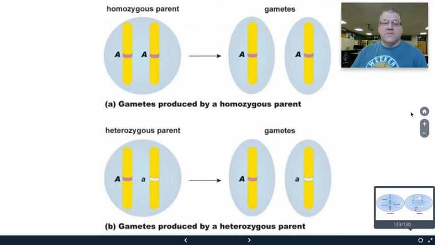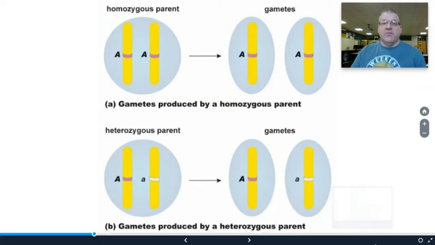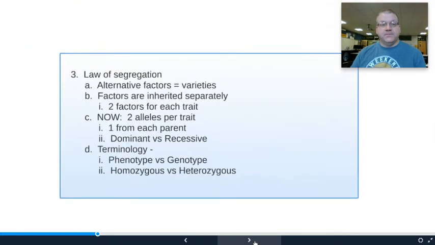So now notice how that affects the gametes that can be produced. In the top homozygous parent, the only gametes that can be produced have the dominant allele. The bottom heterozygous parent, half the gametes will have the dominant allele and half the gametes will have the recessive allele.